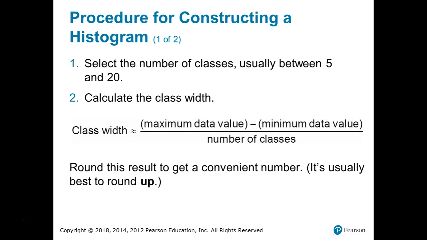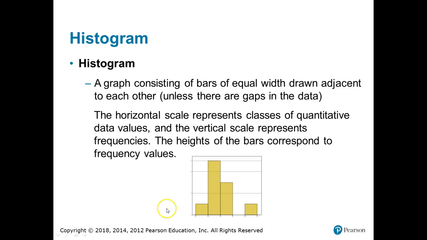So how do we construct a histogram? First, you select the number of classes that you want to have. Usually you want to have between 5 and 20 classes. This one would have 1, 2, 3, 4, 5 classes, meaning how many classes your total data values are going to be divided into.